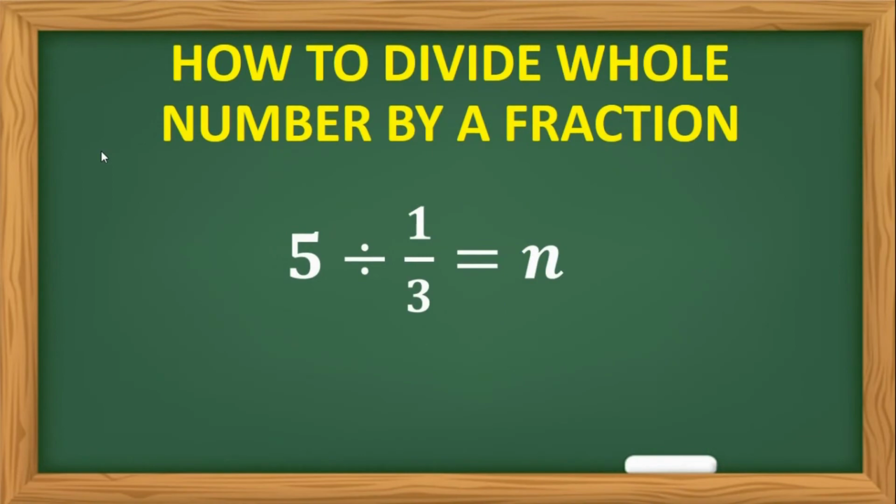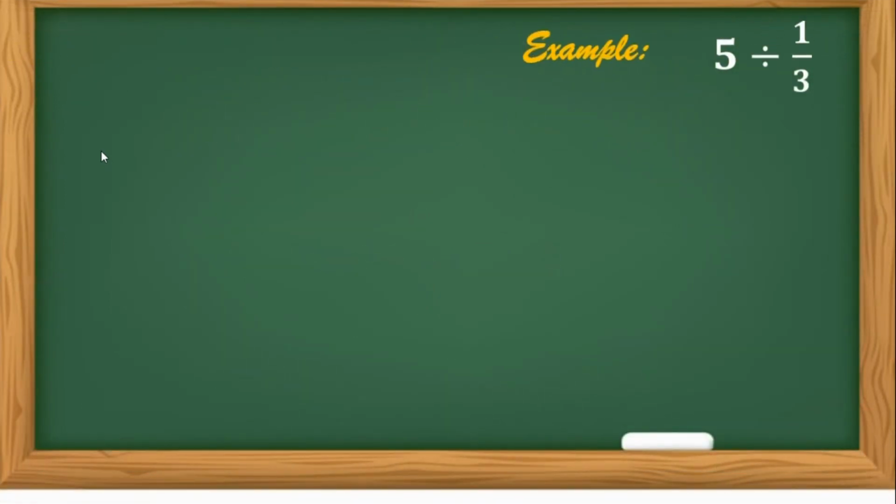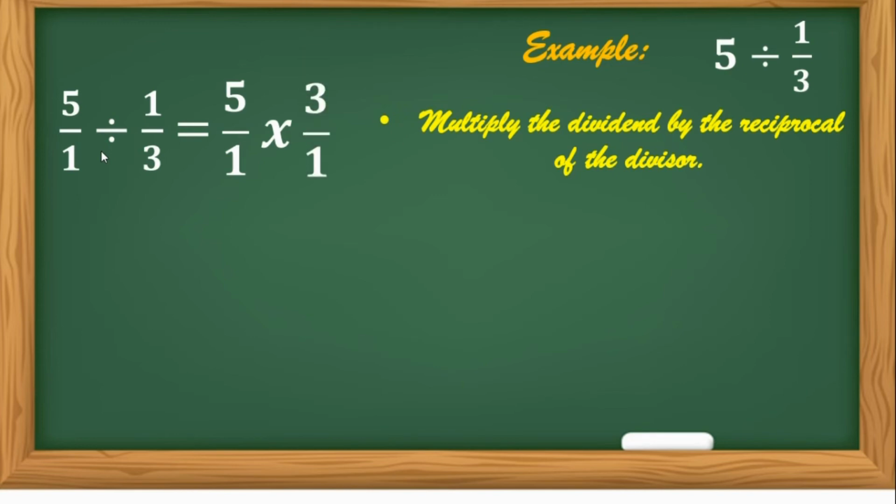What if our dividend is a whole number and our divisor is a fraction? How do we divide a whole number by a fraction? Like for example, we have 5 divided by 1/3. Now we all know that 5, a whole number, becomes 5 over 1 in fraction form. So we have 5 over 1 divided by 1/3. First is to multiply the dividend by the reciprocal of the divisor. So copy the first fraction, 5 over 1, and then change the division symbol to a multiplication symbol, and then write the reciprocal of the second fraction, which becomes 3 over 1.